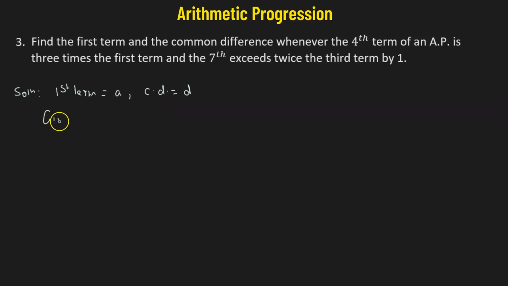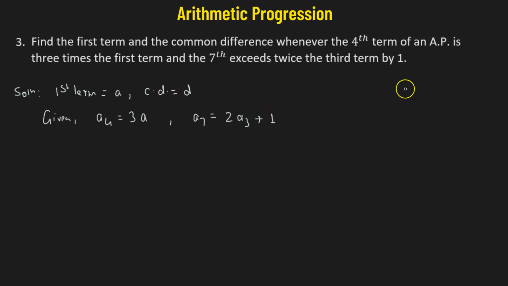So let's state whatever is provided to us. Here we are given that the fourth term, that means a4, is equal to 3 times the first term. So that means a4 equals 3a. And we are also given the second condition, that means the seventh term. So this is the seventh term, a7. It's exceeding twice the third term by 1. So this is the second equation.